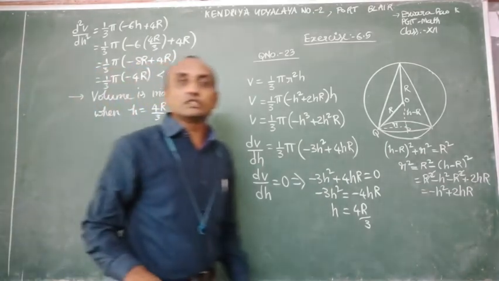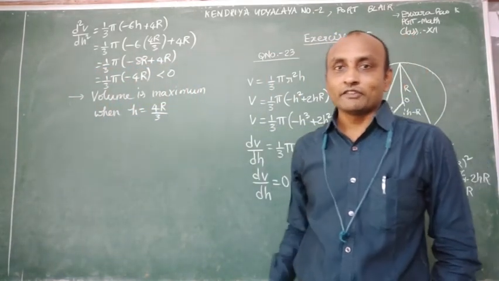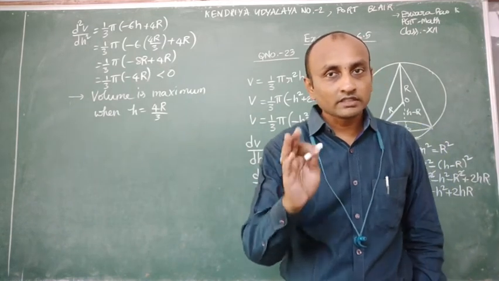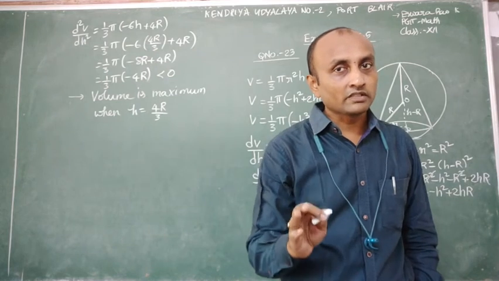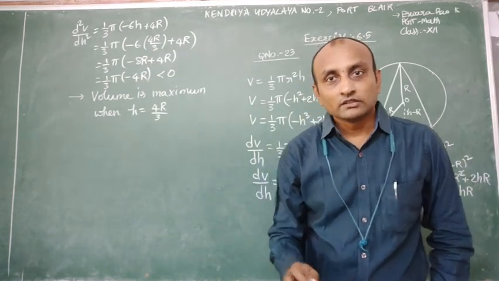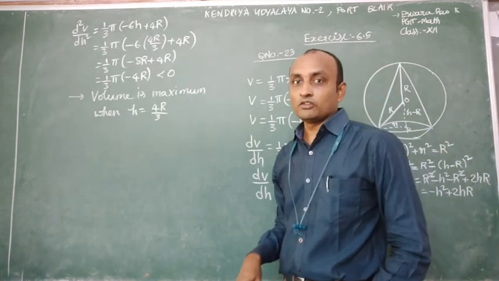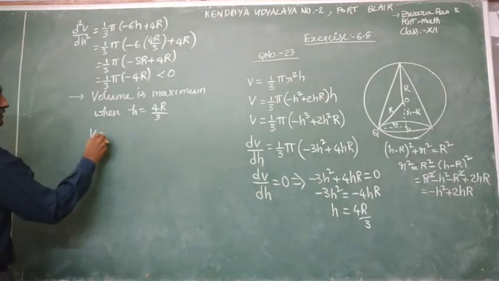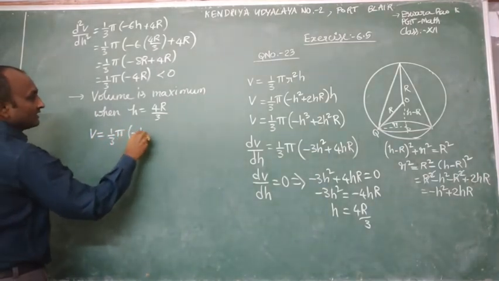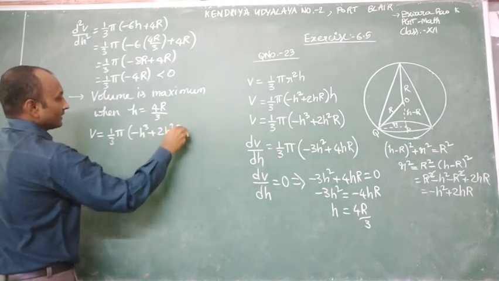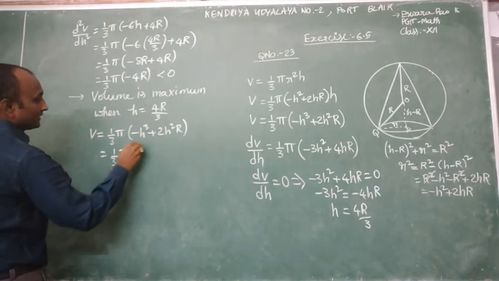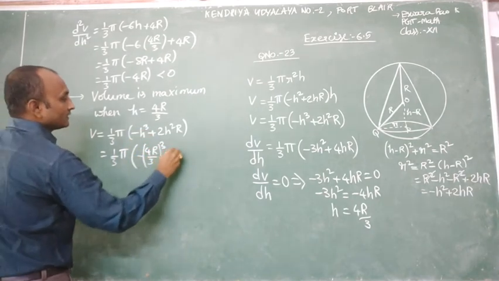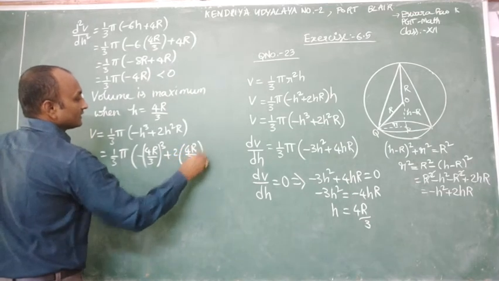But we are asked to prove that. What are we asked to prove? We are asked to prove that volume of the largest cone inscribed in the sphere is equal to 8 by 27 times the volume of the sphere. So, volume of the sphere is 4 by 3 pi R cube. Volume of the cone is what we got here, 1 by 3 pi into something. So, just take it. Volume of the cone, 1 by 3 pi into minus h cube plus 2h square R. Substitute h is equal to 4R by 3. Minus 4R by 3 whole cube plus 2 into 4R by 3 into R.